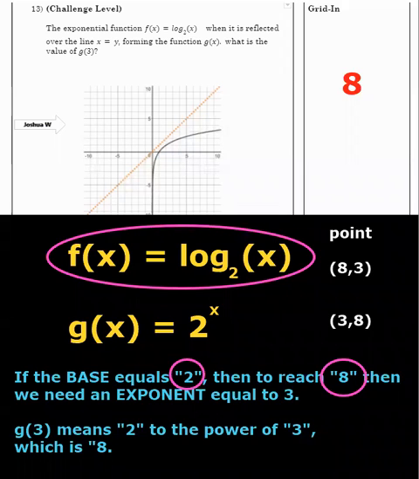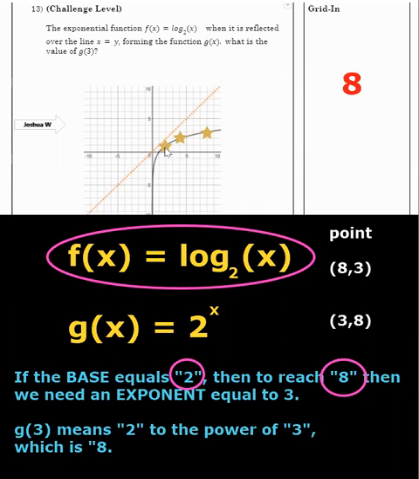So I'll draw it on the map. So if the base of the exponent is 2, and we want to reach 8, we need 3, right? If the base of the exponent is 2, and we want to reach the number 4, which is on the x-axis, we need an exponent of exactly 2. If the base of the exponent is 2, and we do 2 to the 1 power is 2, we want to reach the number 2.